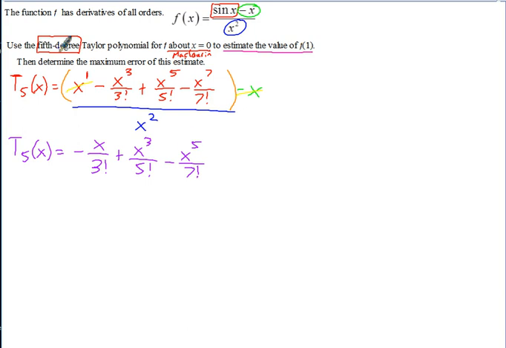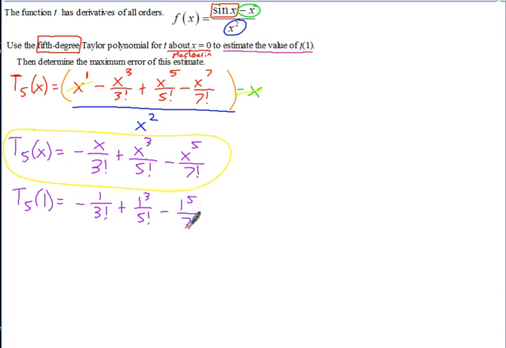Notice that's the fifth degree Taylor polynomial, so that's the first thing we have to find. Next, we want to use this to estimate the value of f of 1. So the actual value of f of 1 would be what we get if we plugged in 1 for x for the infinite Taylor series, but we're just using the Taylor polynomial, so we're just going to substitute in 1 for x here. So that'd be negative 1 over 3 factorial plus 1 cubed over 5 factorial minus 1 to the fifth over 7 factorial.